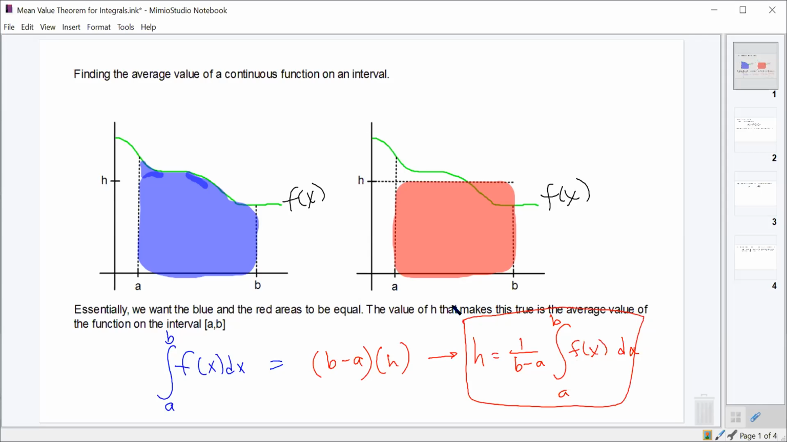Now, this is not to be confused with the average rate of change on the interval, because oftentimes people mix up average value and average rate of change. An average rate of change is just a slope. The average value is this formula right here. And we're going to apply this formula, which is what we call the mean value theorem for integrals, and try to find the average value of some continuous functions on some interval. Easy enough?